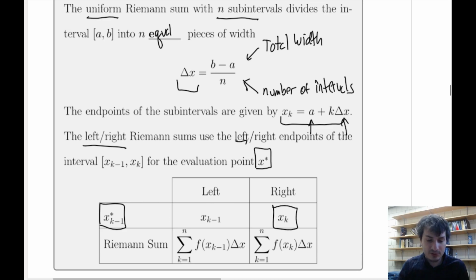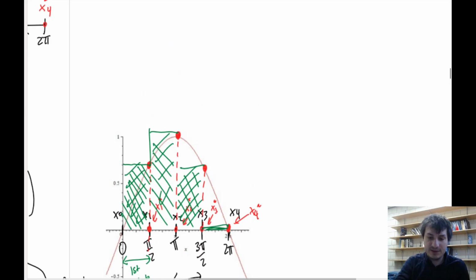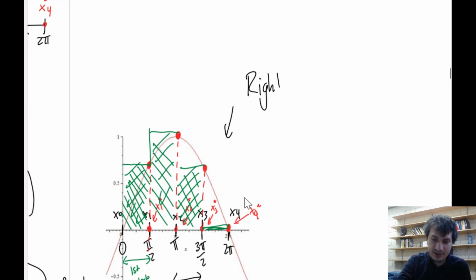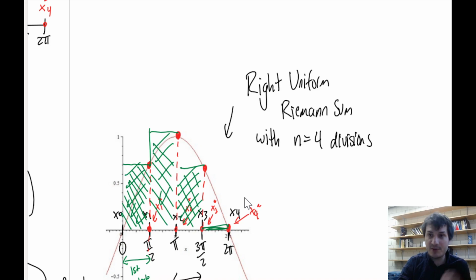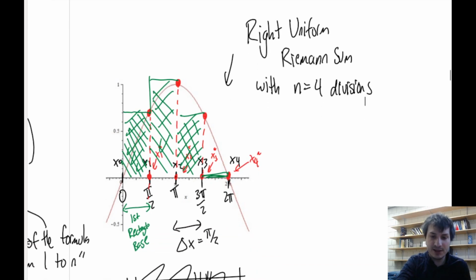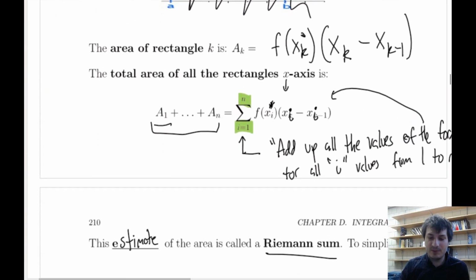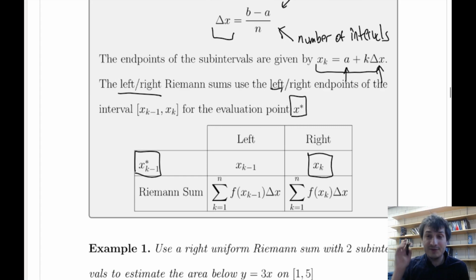And we did this example over here, this is a right uniform Riemann sum with n equals 4 divisions. It's uniform because all the points are uniformly divided. It's a right Riemann sum because I chose the special star values to be on the right end of the interval. In general, you can do lots of things, but already that is a really good start. And if you do that and you look at our formula, you get these special nice formulas.